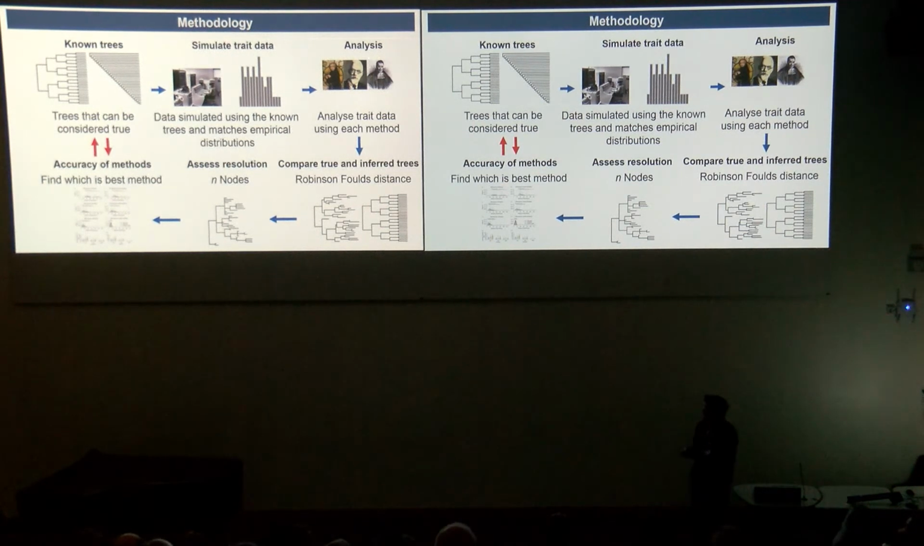And we've done this by looking at Robinson-Foulds distance, which is just a measure of the number of splits that are found on one tree compared to another. So if this is 0, it either means the trees are identical or one of the trees is completely unresolved. So we've also looked at resolution of these inferred trees.